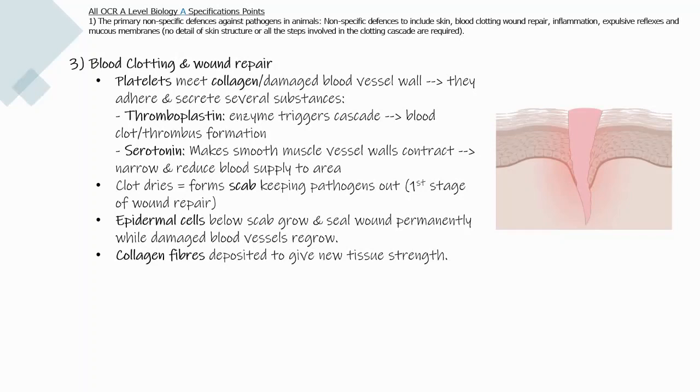Platelets also secrete serotonin. You've probably heard of this as the happy hormone, but this plays a role in making the smooth muscle vessel walls contract. This causes the walls to narrow and to reduce the blood supply to the area. Then the clot dries and it forms a scab, and this scab is what keeps pathogens out.